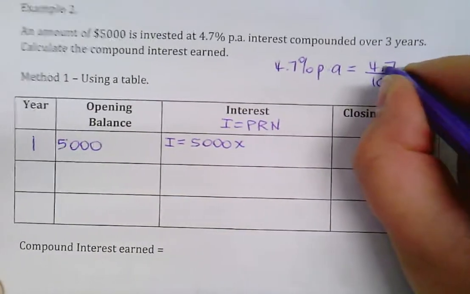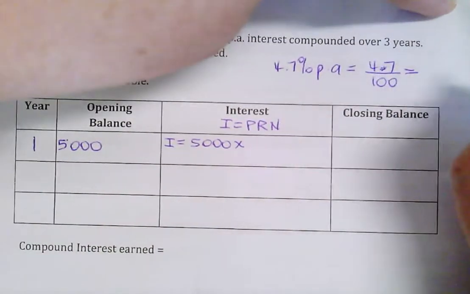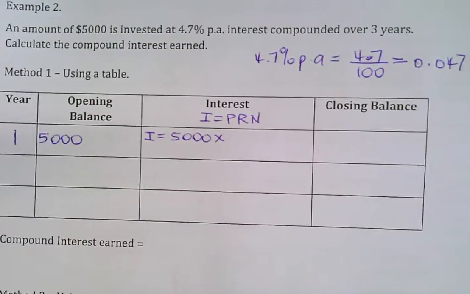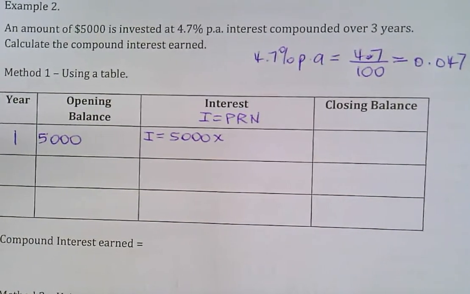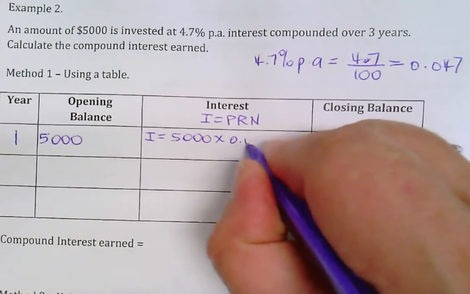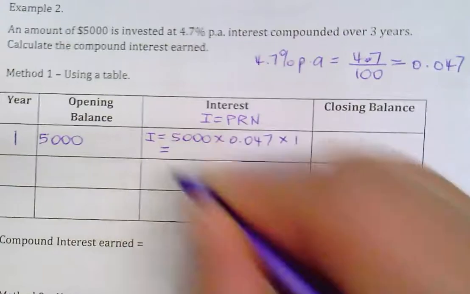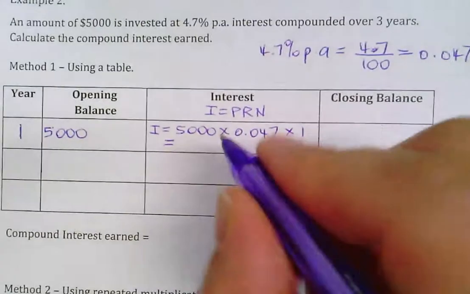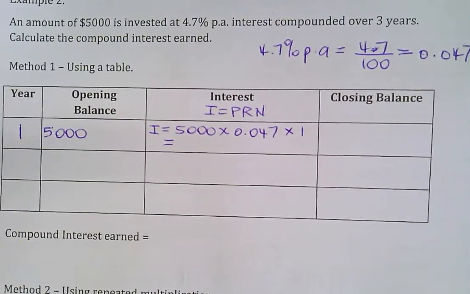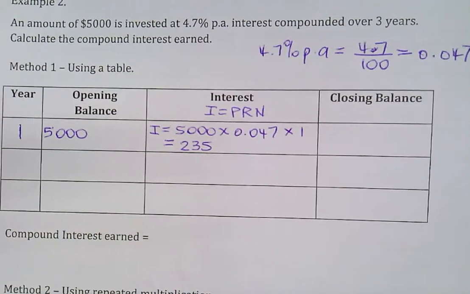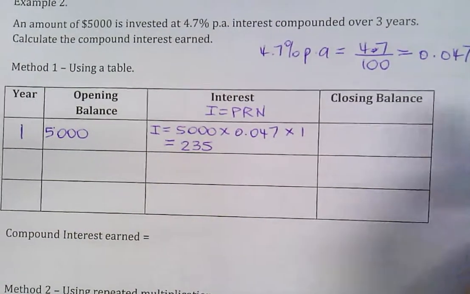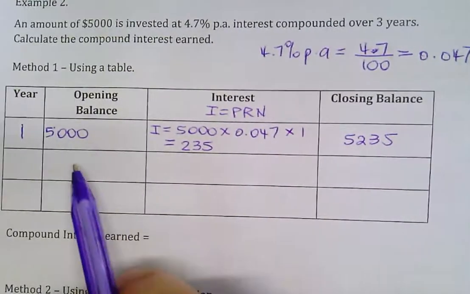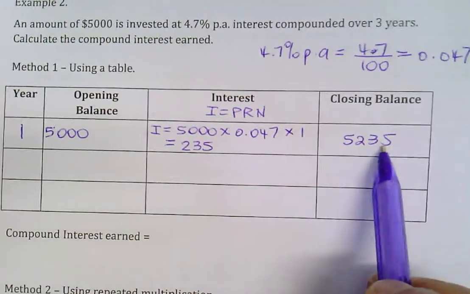Be careful, which is what? 0.047. Please don't put 0.47, that's just under 50%. So times 0.047 times 1 year. I'm only interested in the interest for the first year. What do I get? So the interest earned for the first year is $235. What's my closing balance? 5235. It was my opening balance plus my interest.